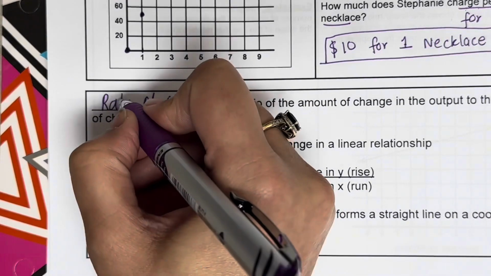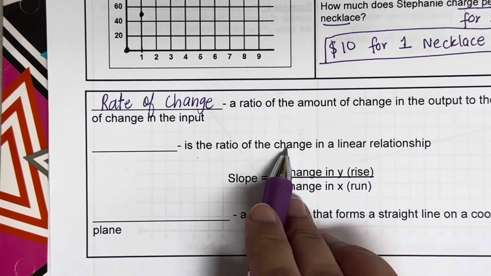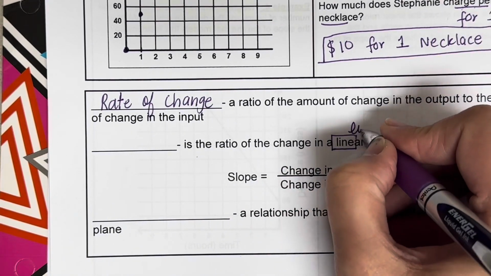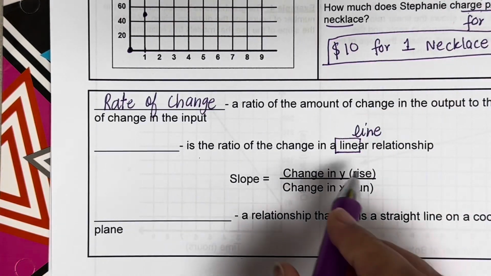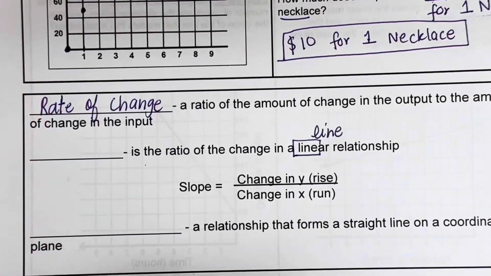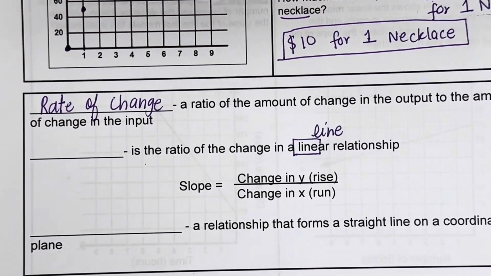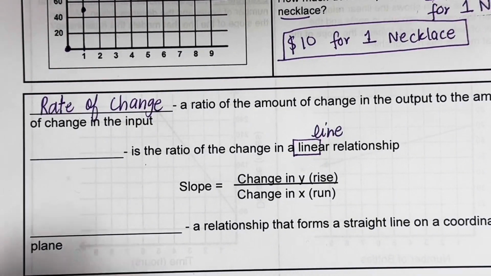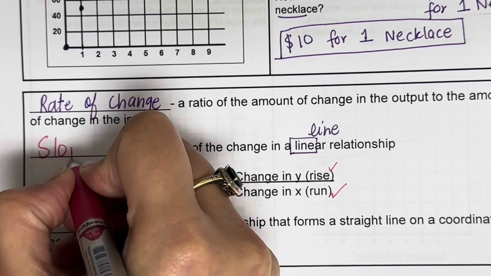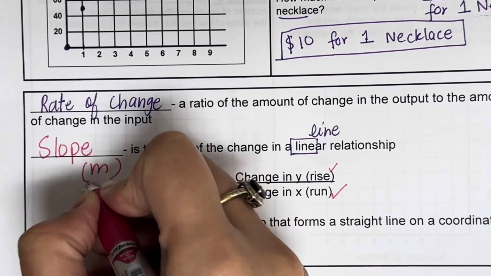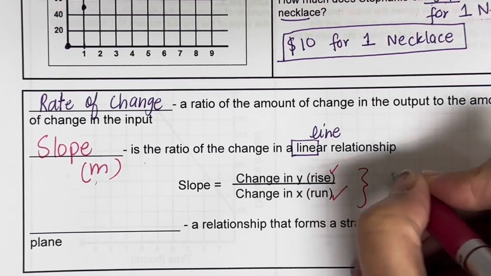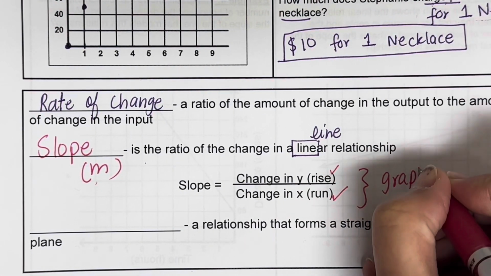It's called rate of change. And it's also the ratio of a change in a linear relationship. Again, linear is a line, which is change of y over change of x. So the other way is, the slope is change of y over change in x, which is also known as rise over run. So slope, the letter M, is the ratio of rise over run. And that's what we use when we have the graph, especially.